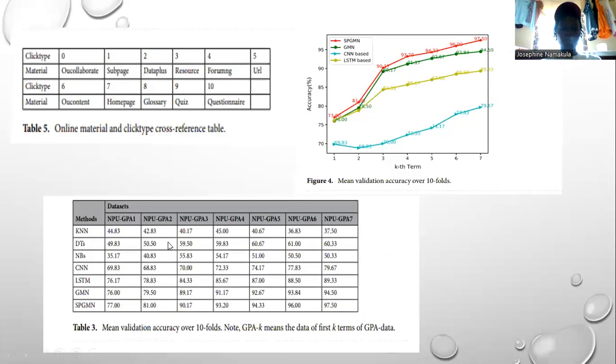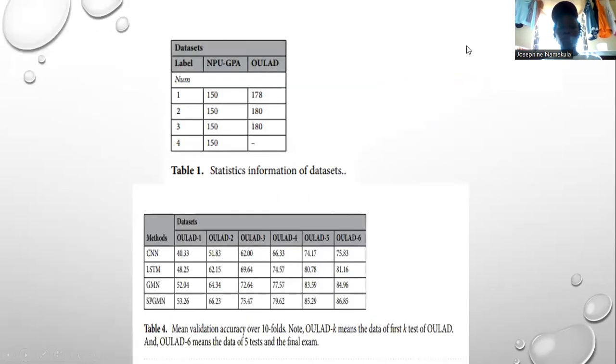So when I go to this table, which was the basis for drawing this graph, you can see that the self-paced graph memory network outperformed other traditional methods, and these are the curves they drew, and it consistently outperformed those algorithms throughout the whole semester.